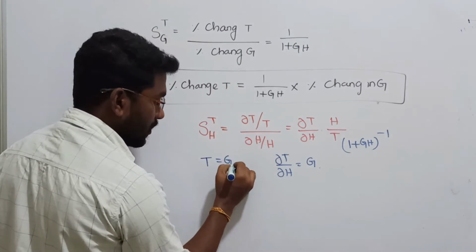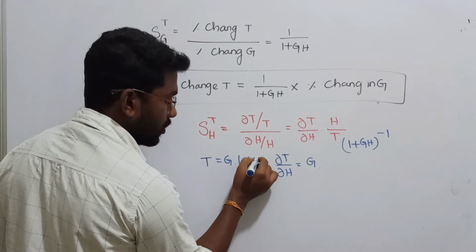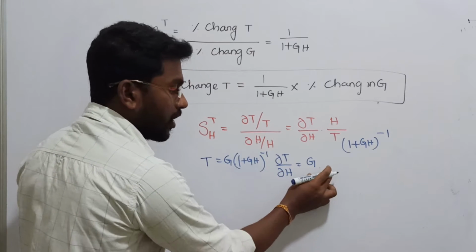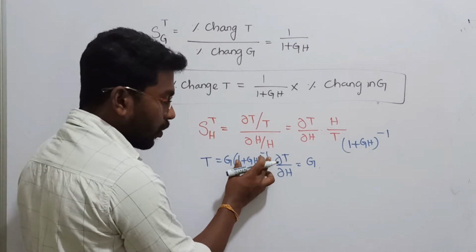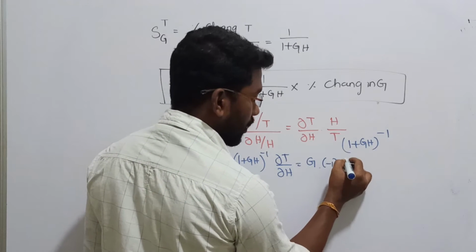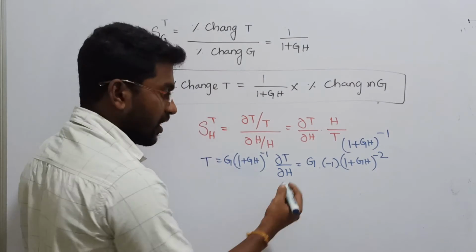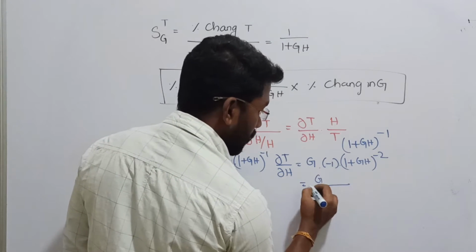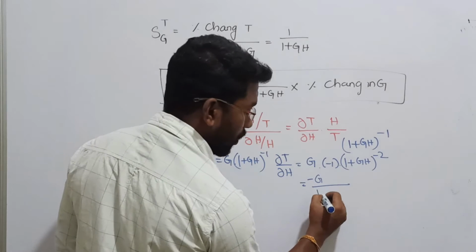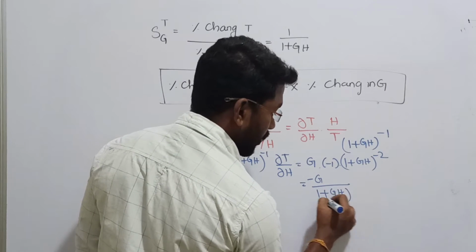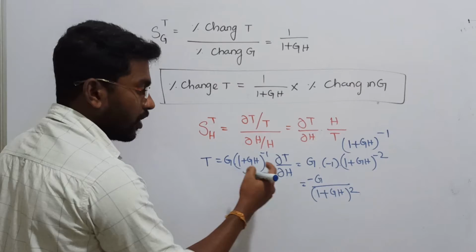It can be written as G times (1 plus GH) whole inverse. Now differentiate G times (1 plus GH) whole inverse. You will get minus 1 into (1 plus GH) whole power minus 2. So it can be further written as minus G upon (1 plus GH) whole square. Clear? So that is the value of dou T by dou H.